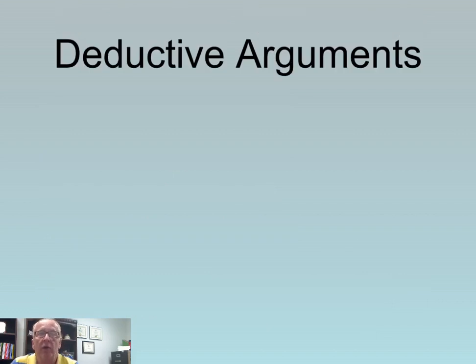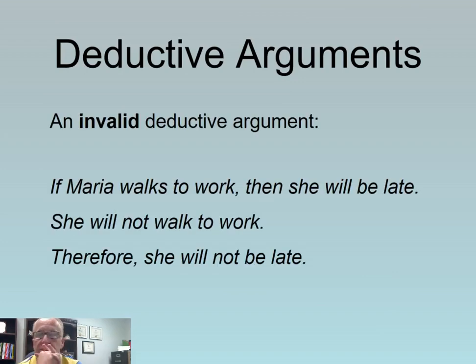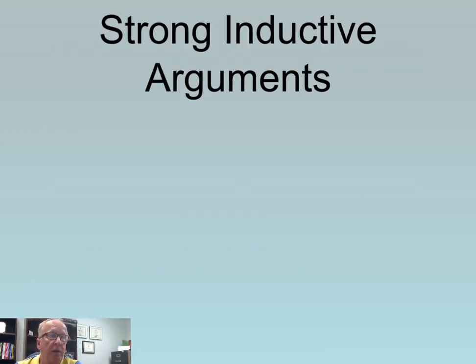Now, deductive arguments. An invalid deductive argument would be: if Maria walks to work, then she will be late. She'll not walk to work, therefore she will not be late. Now, that's invalid because we can't say what's going to happen to Maria on her way walking to work, or if she doesn't walk to work. Now, if she doesn't even go, she's going to be late. So that is an invalid deductive argument.